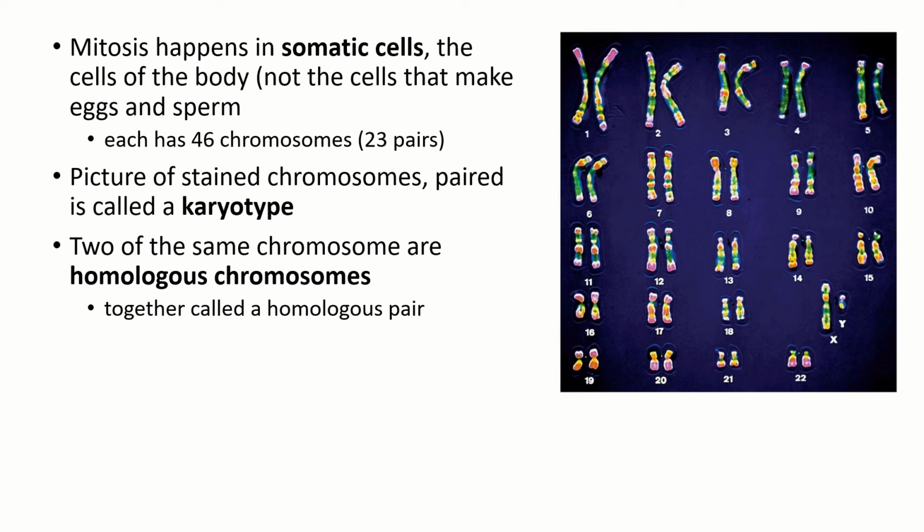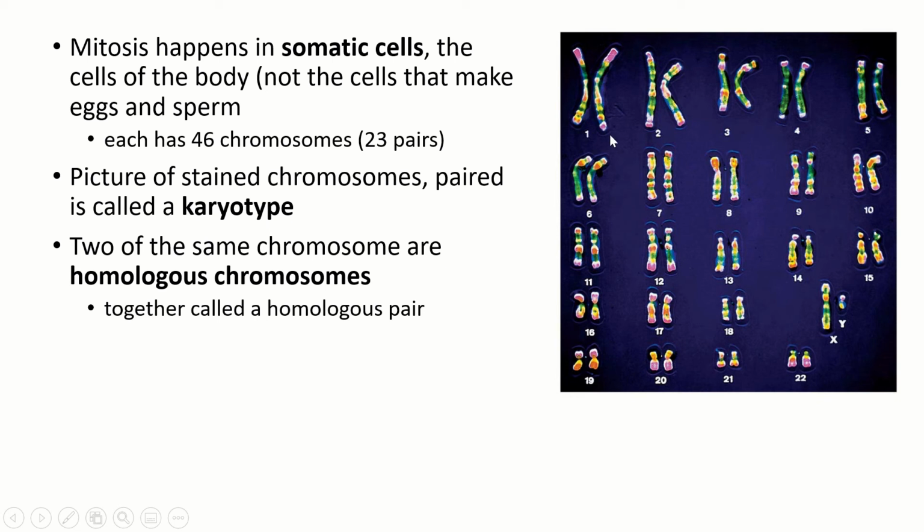Those cells, all your somatic cells in a human, have 46 chromosomes in 23 pairs. And we can actually take a picture of them. We can stain the molecules that make up the chromosomes and remove all the chromosomes from one nucleus during mitosis, line them up and take a picture of them. That's called a karyotype. Karyo means chromosome, so this is a picture of the chromosomes.